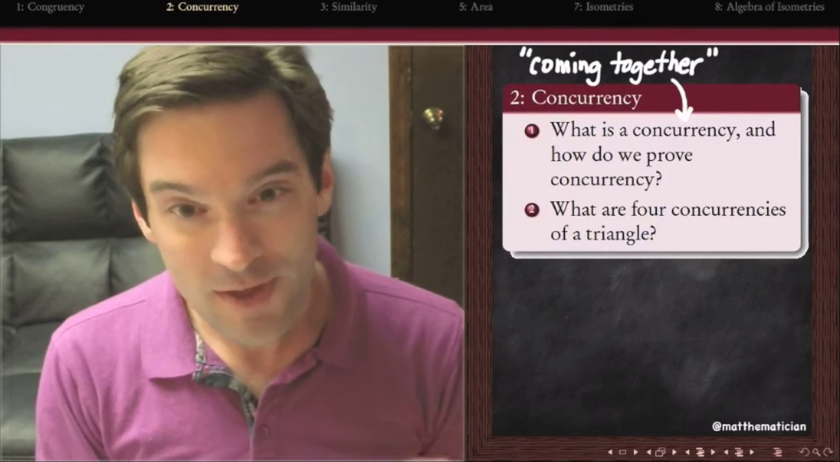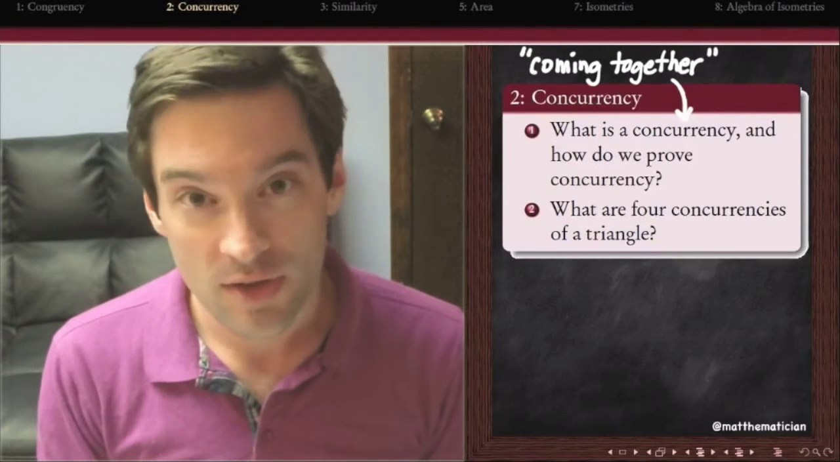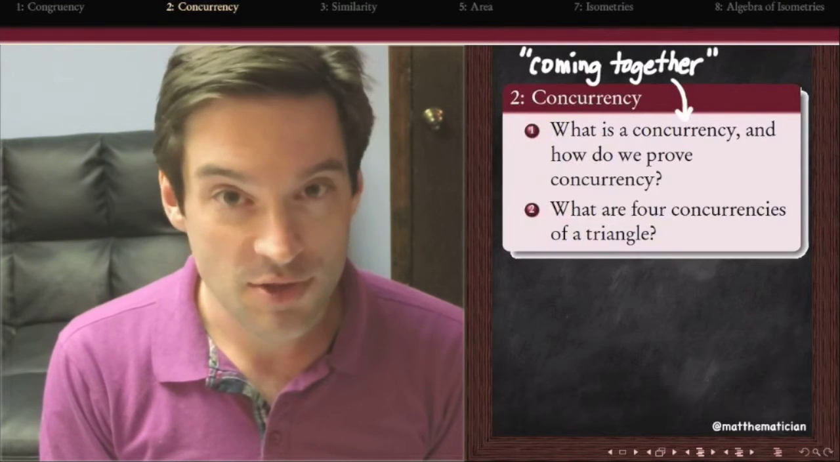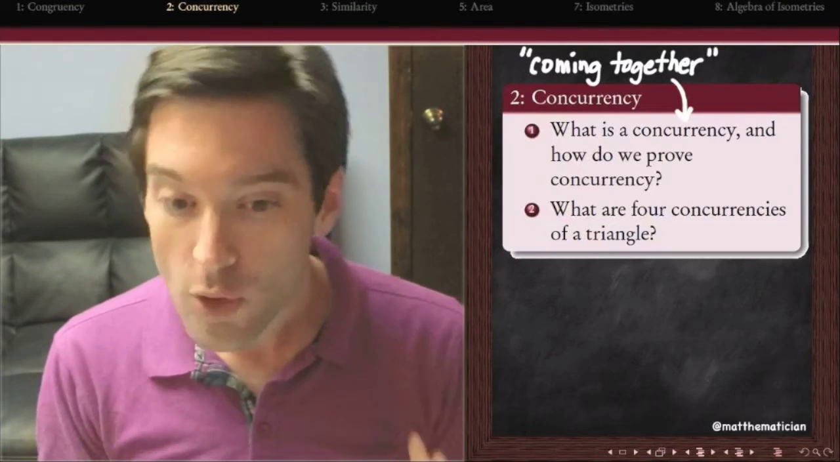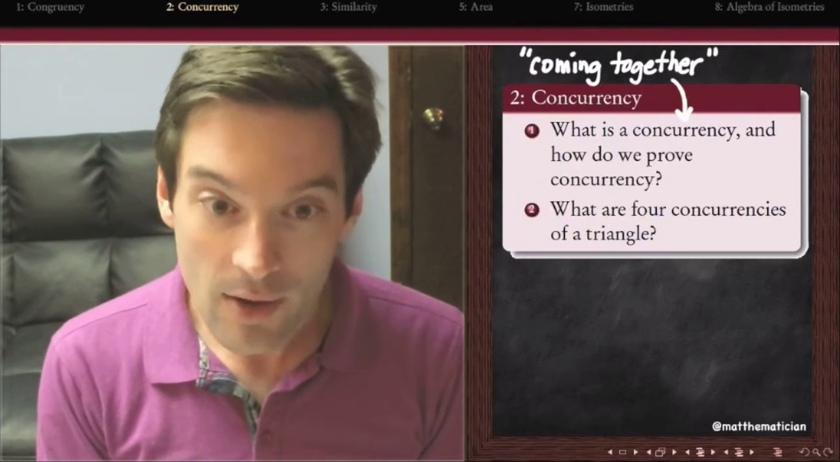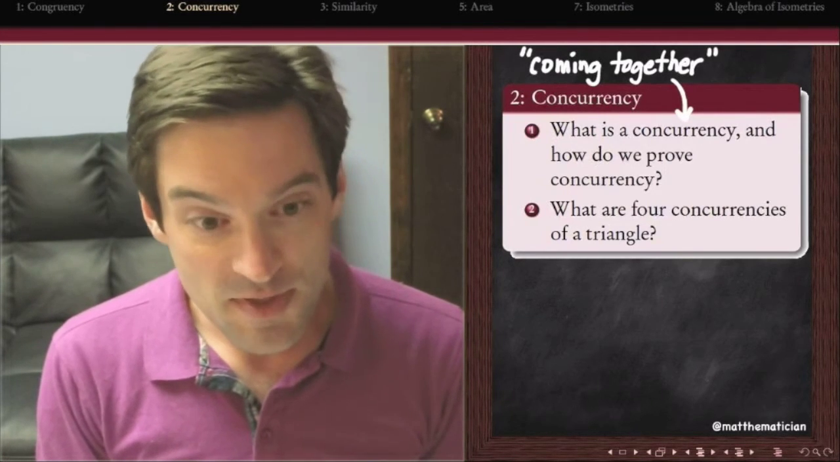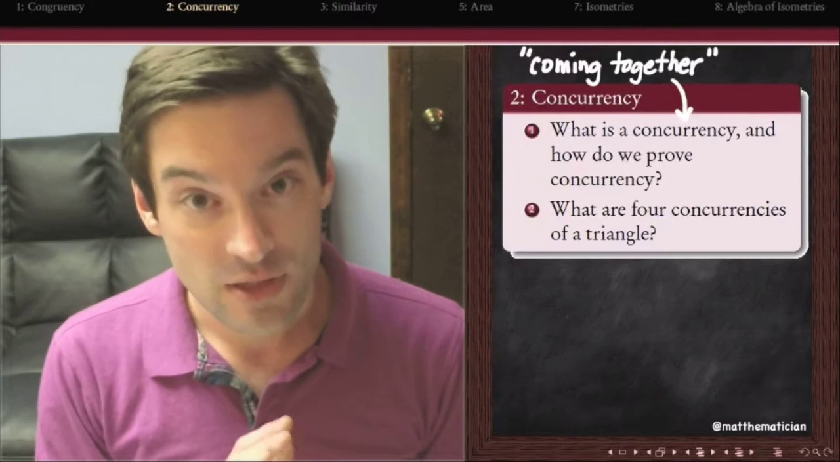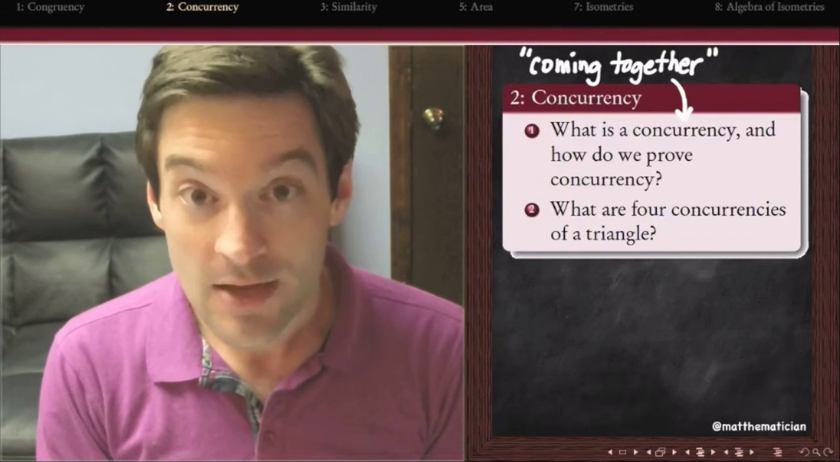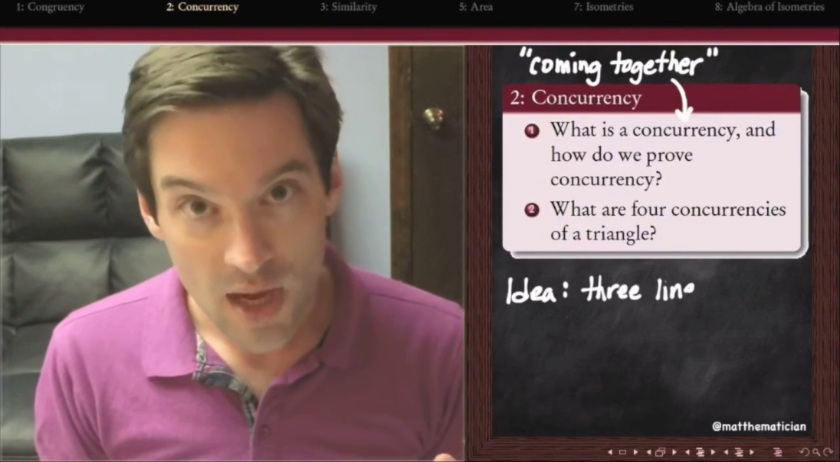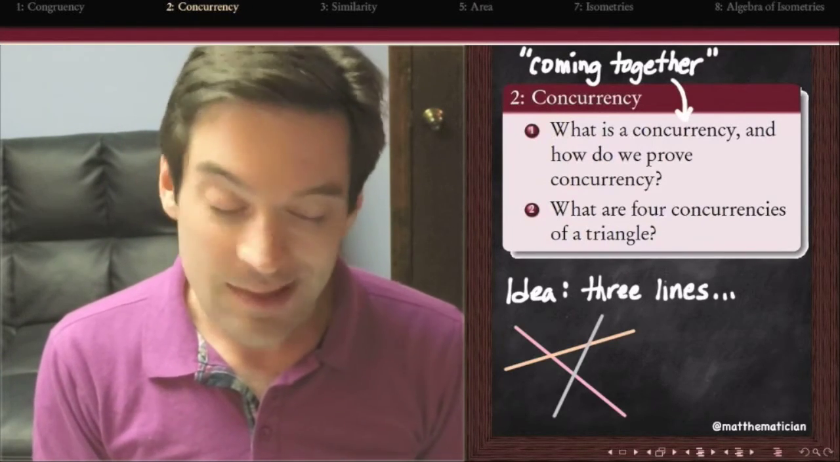So the first question is, how do we define that a little bit more precisely? What is a concurrency, and how do we think about how to prove results about concurrency in geometry? But then the most important concurrencies that we're going to find out in this chapter are concurrencies that relate to triangles. So specifically, there'll be 4 different kinds of concurrencies we're going to look at in any given triangle. And each one of them is formed by the convergence, the coming together of 3 different lines.